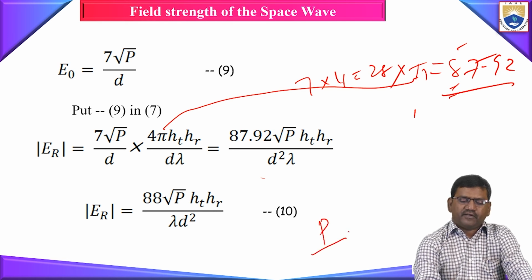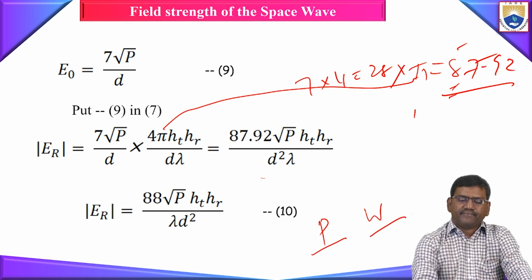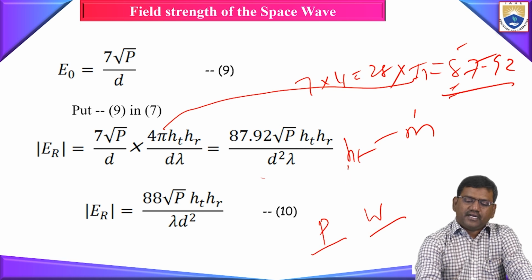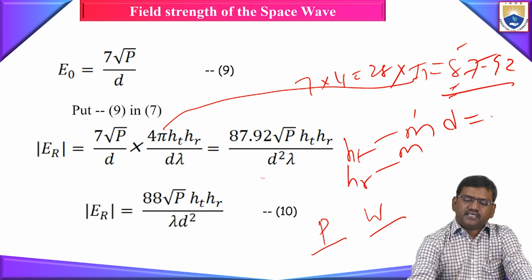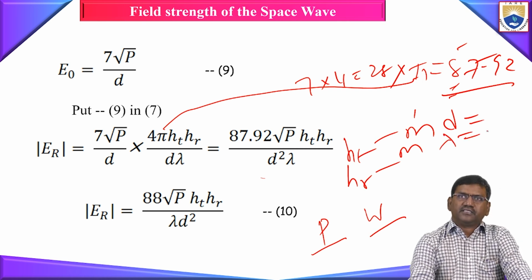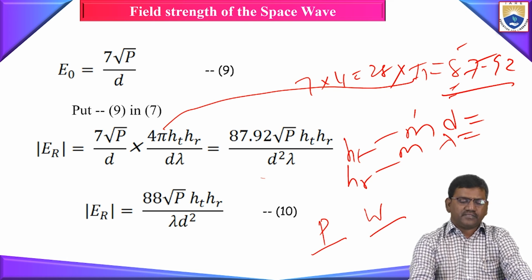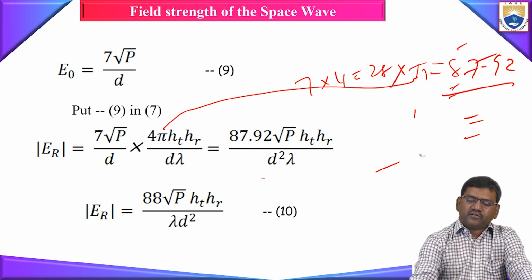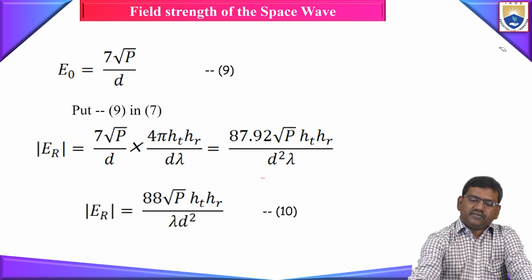P represents the power transmitted by the transmitting antenna, denoted in watts. HT is the height of the transmitting antenna, represented in meters, and HR is the height of the receiving antenna, represented in meters. D is the distance between the transmitting antenna and receiving antenna, and lambda is the wavelength, corresponding to the operating signal frequency of the transmitting antenna. So these are the parameters which define the amount of electric field strength received by the receiving antenna.